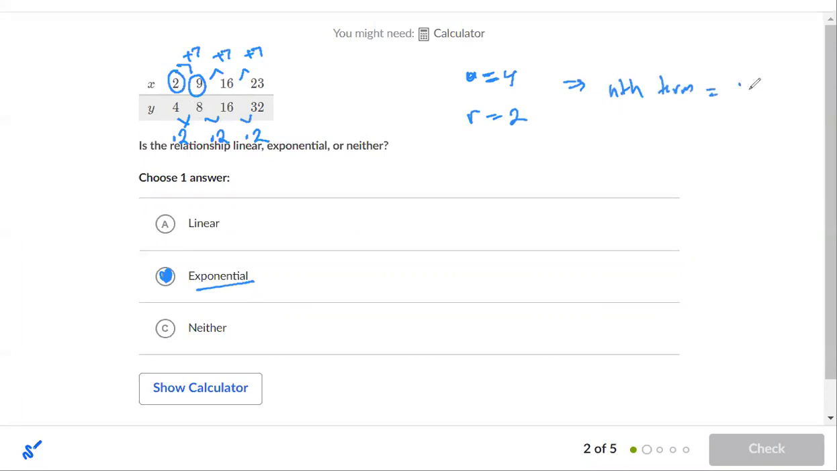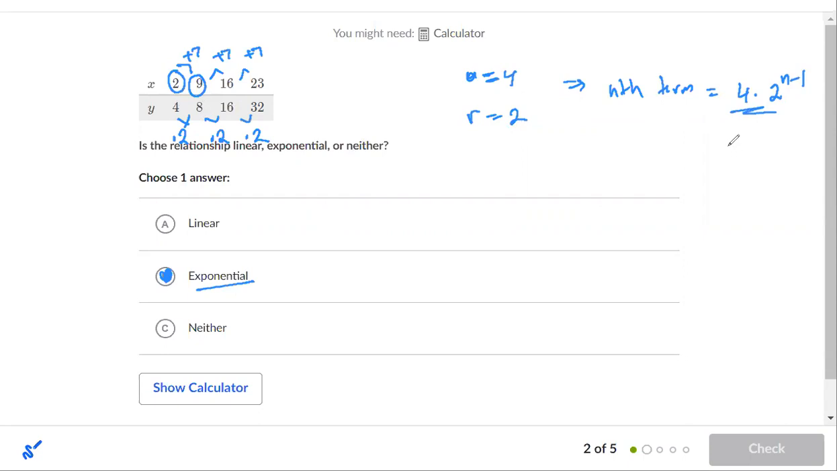So it's going to be first term times r, which is 2 to the n minus 1, because I need to multiply the first term by one less number of 2's to get the next term. So if you are looking for the next term, you multiply the first by 2. That's why I should have just one less. So that might be my general formula.